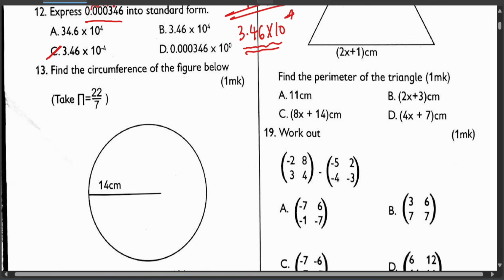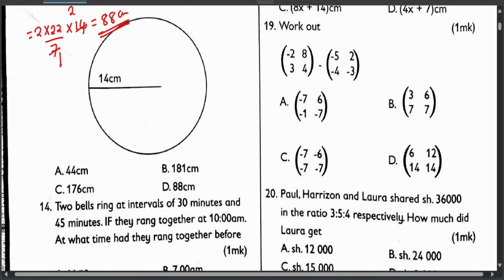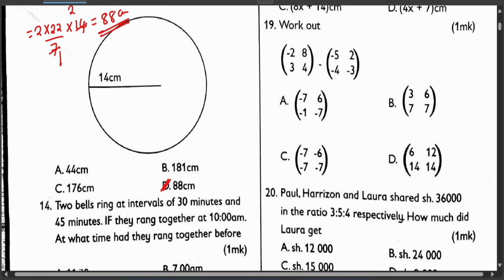So find the circumference of the figure below. Radius ni 14 cm. Ikiwa mpewa radius, circumference is very easy, ni 2 pi r, or waweza tumia pi d ikiwa mpewa diameter. So 2 pi r. So 2 times your pi umeambiwa ni 22/7 times your radius. By 7 1, by 7 2. 2 times 22 ni 44. 44 times 2 ni 88 centimeters. Sawa. D. That's your answer.